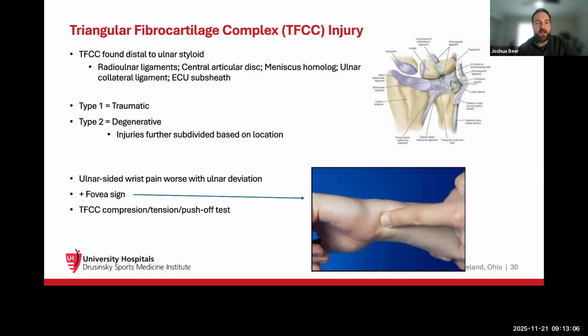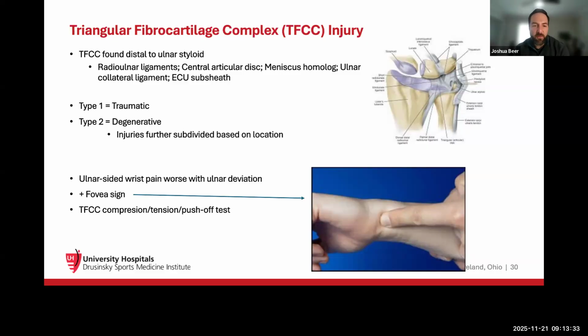TFCC injuries are found on the ulnar side of the wrist. There are several components of the TFCC, including the meniscus homolog, the ECU subsheath, and the central articular disc. These types of injuries are divided into type 1, which is acute traumatic, versus type 2, which is degenerative. And then type 2 is further divided based on its location.